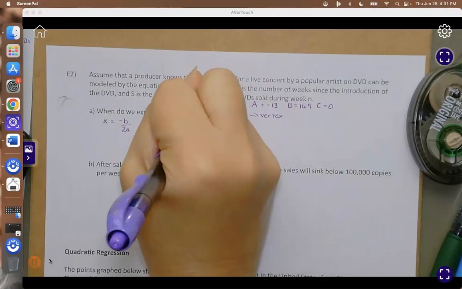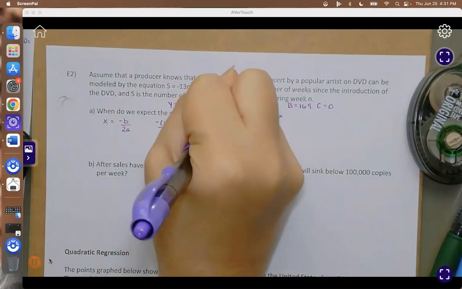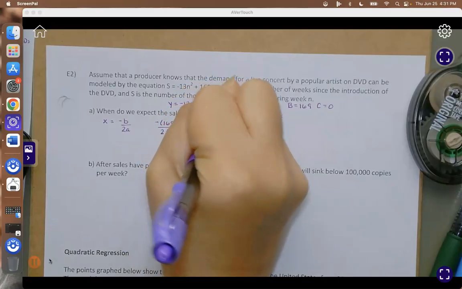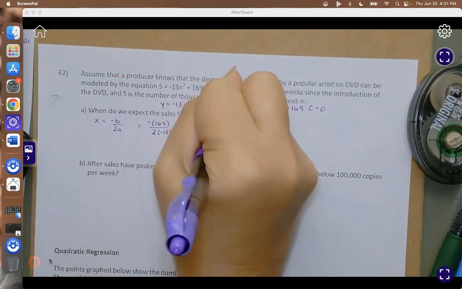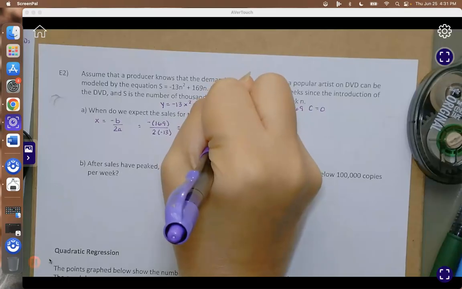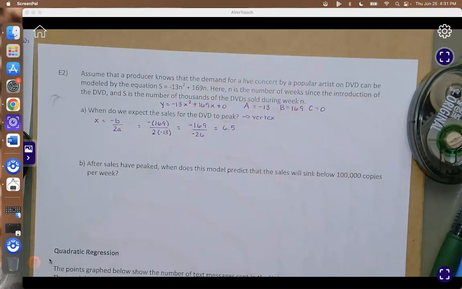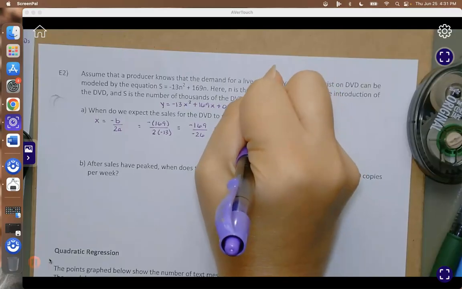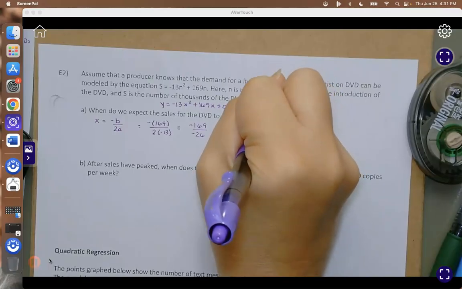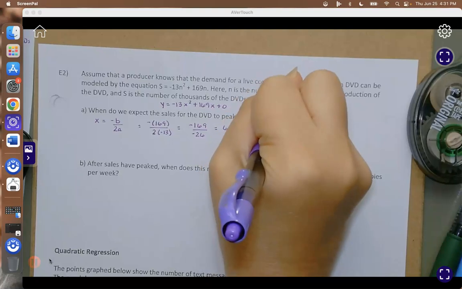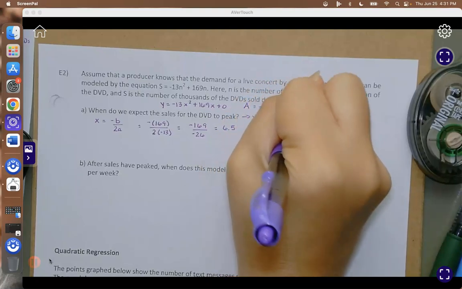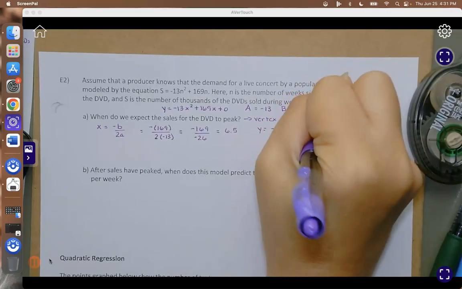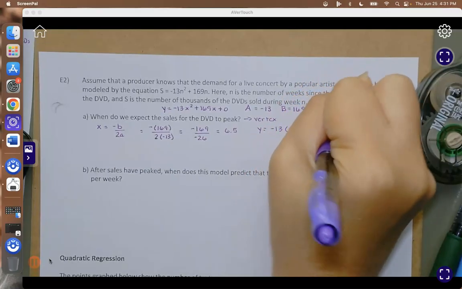So this is negative 169 over negative 26. Okay? And this gives me 6.5. Now remember what I told you in the beginning with the vertex. You plug in the number you just found everywhere you see an X.